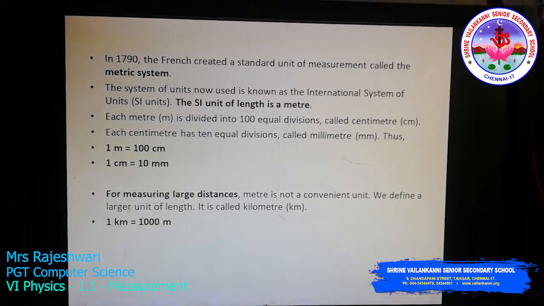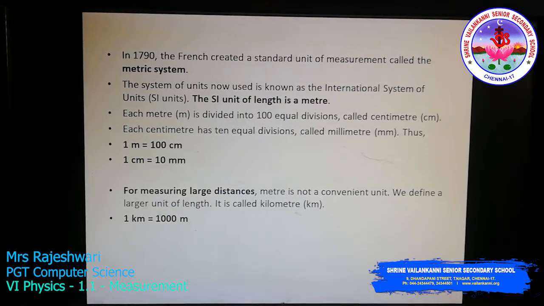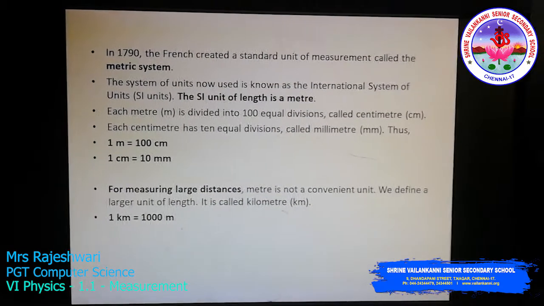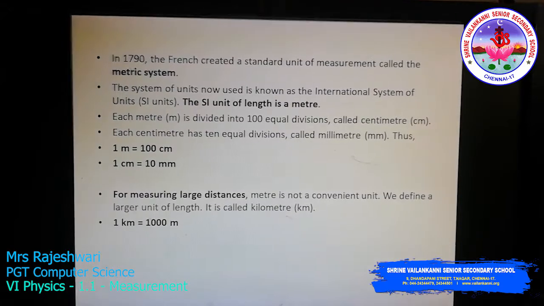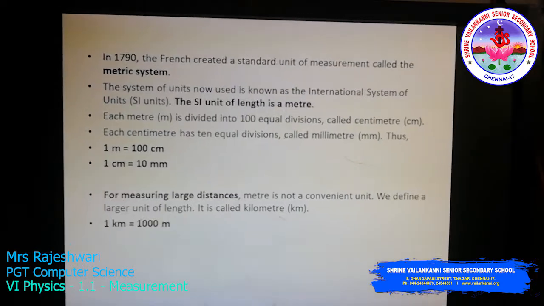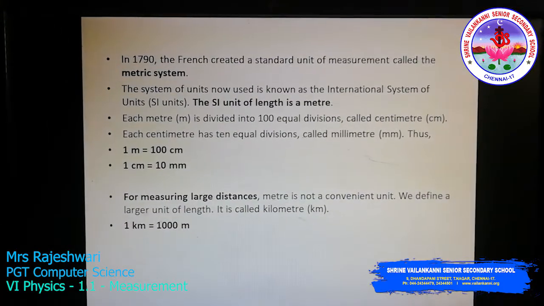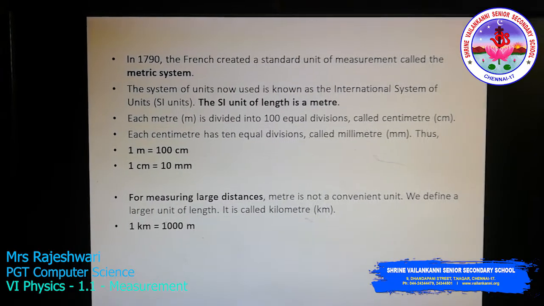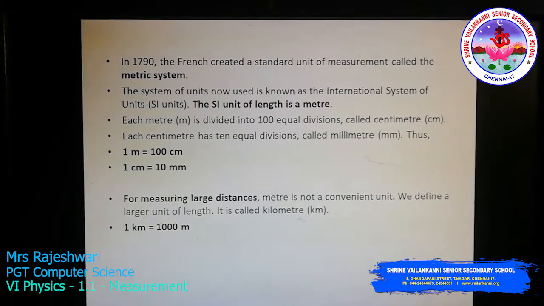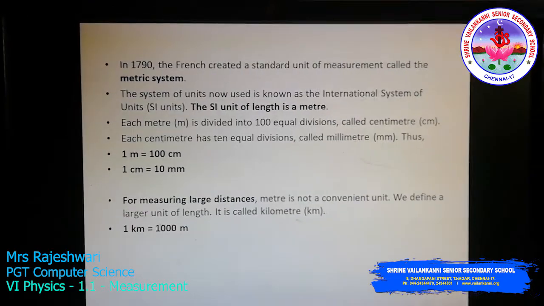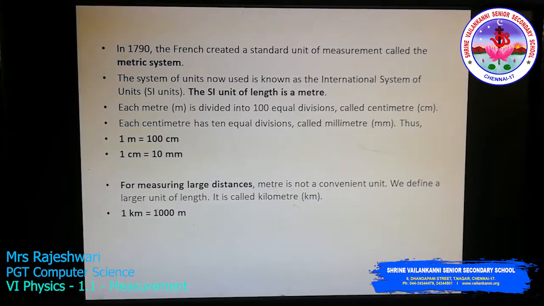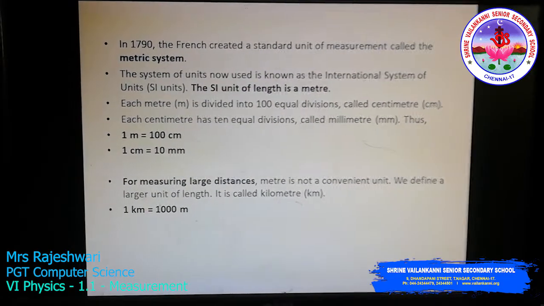SI units is nothing but the International System of Units. In short, they call it SI units. So the SI unit of length is the meter. So what is meant by a meter? A meter is divided into 100 equal divisions called centimeters. In the scale which you have in your geometry box, 1 centimeter has 10 millimeters in between, right? So if it is a 15 centimeter scale, you will have 10 millimeters between each and every centimeter. Similarly, 100 centimeters comprise 1 meter. That is what they have given here.